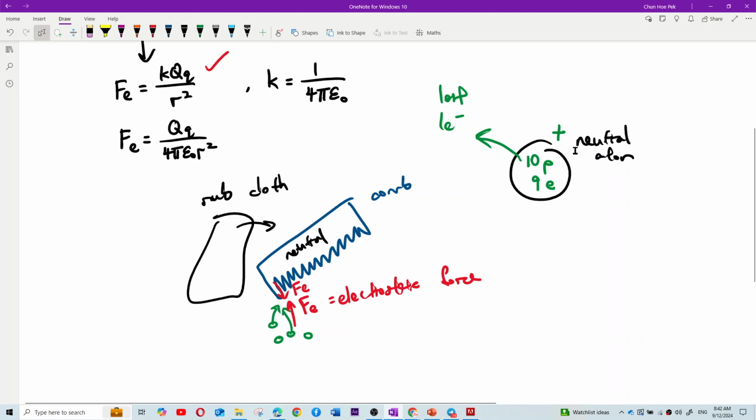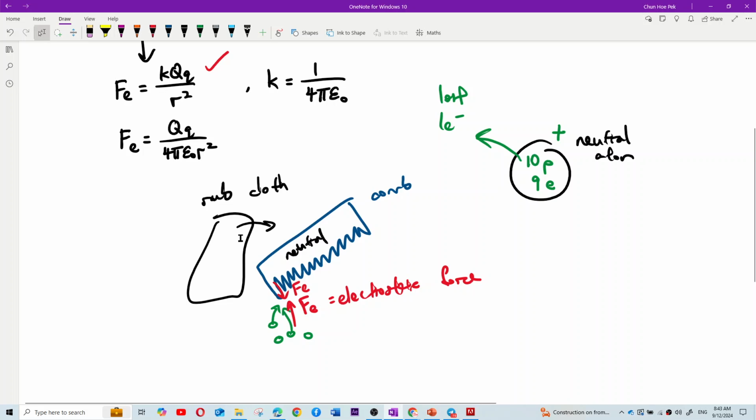All right, so let's say this atom lost one electron. That means it only has 9 electrons left. So it becomes unbalanced. The protons are now more than the electrons, so it becomes a single positive charge.